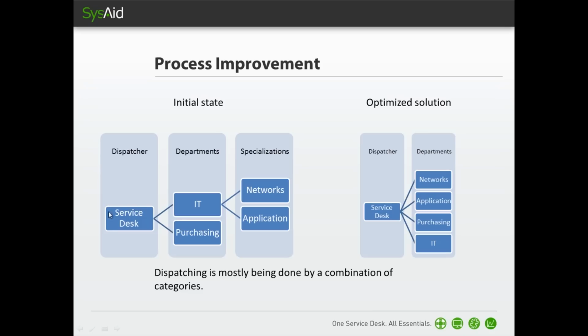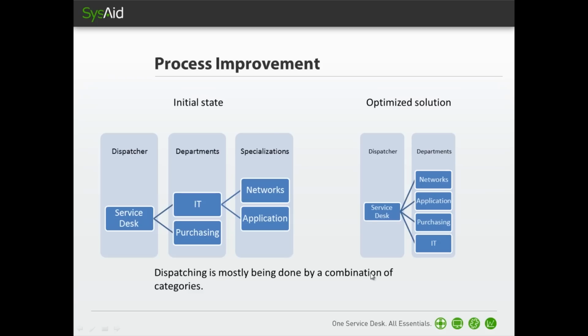A ticket comes into the service desk and a person there, a dispatcher, chooses whether to forward it to IT or to purchasing. In IT, they go more in depth and see who will take care of it, the networks or the application. Here we have two places where the ticket stops on its way to the person who will handle it. We can optimize it.